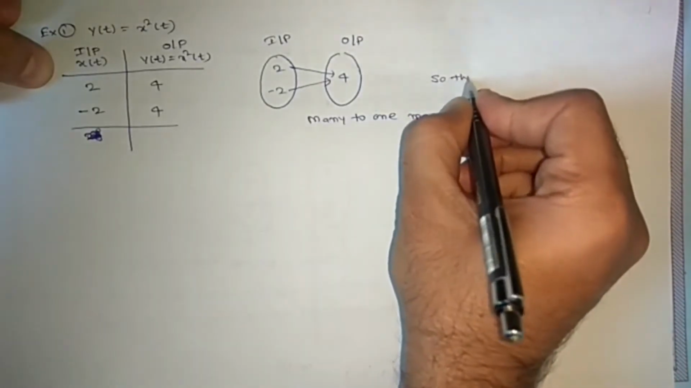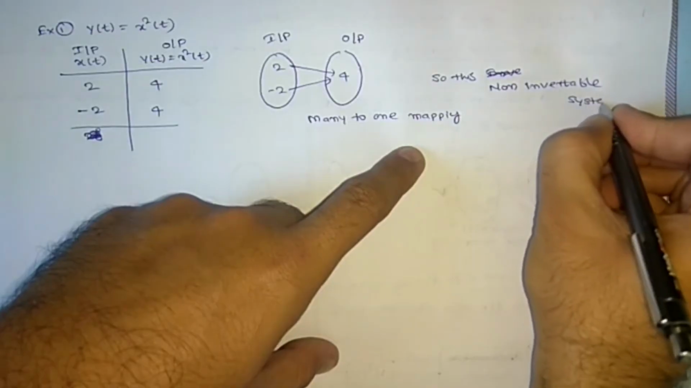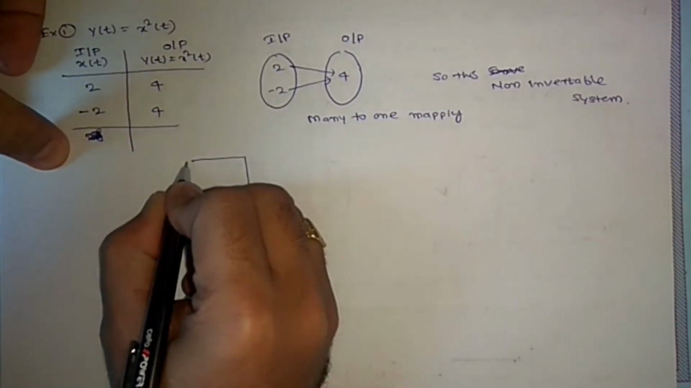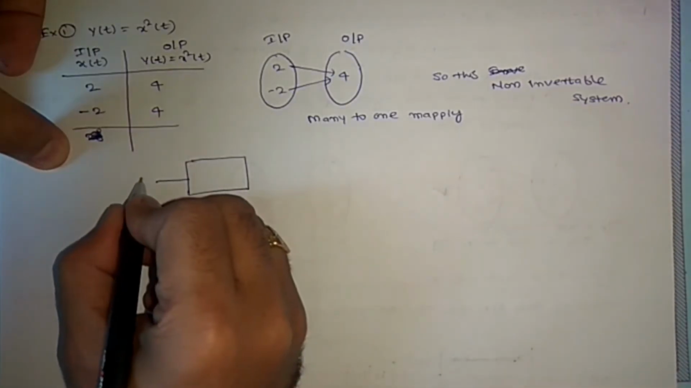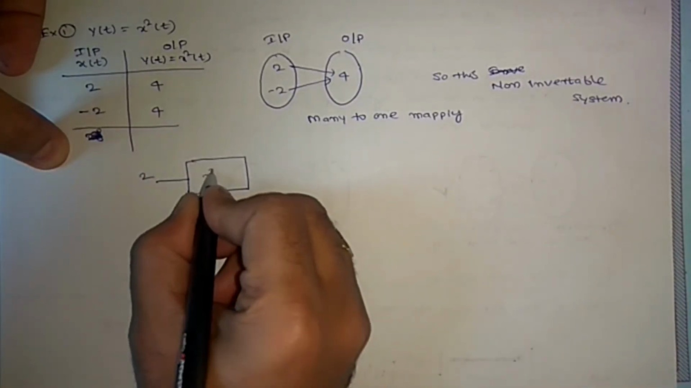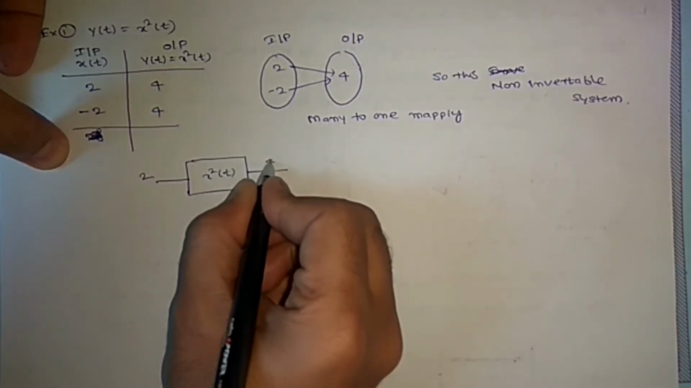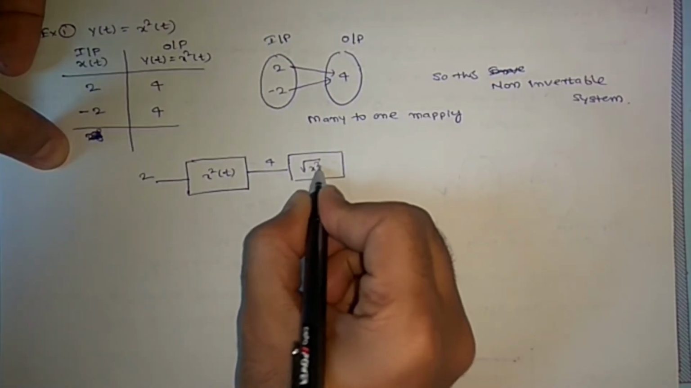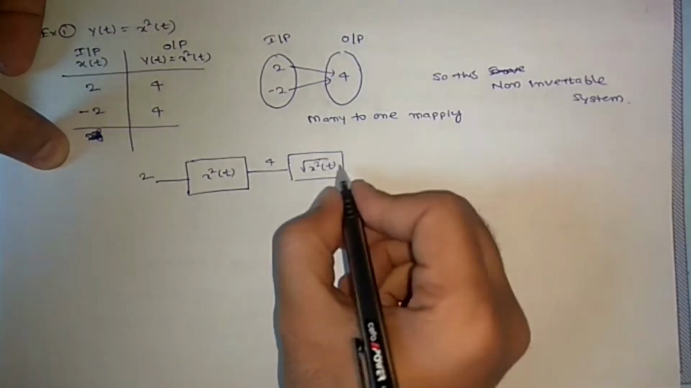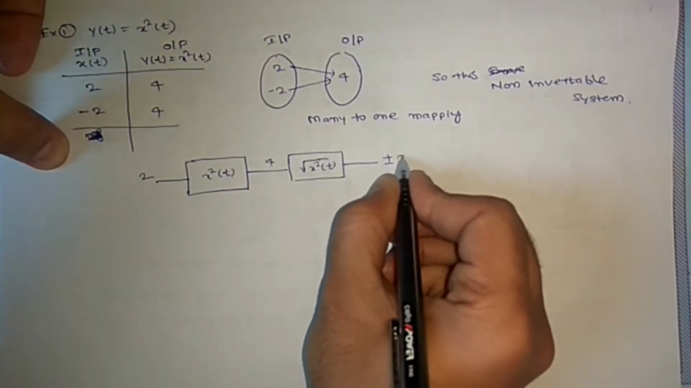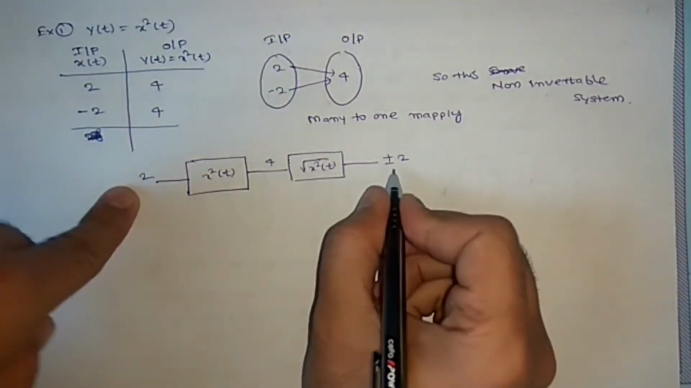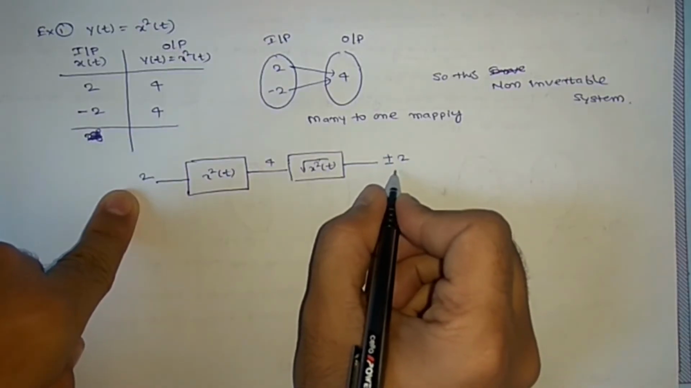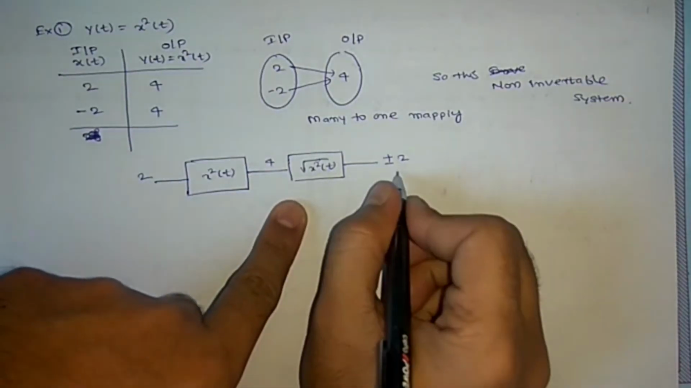So this is a non-invertible system, because if I give 2, the system makes the square and I am getting 4. But can we get 2 back? If we give the square root of x square of t to invert, I am getting plus or minus 2. So it is not deciding whether it is a positive value or a negative value, right? It's confused now. So we cannot get back the same input.